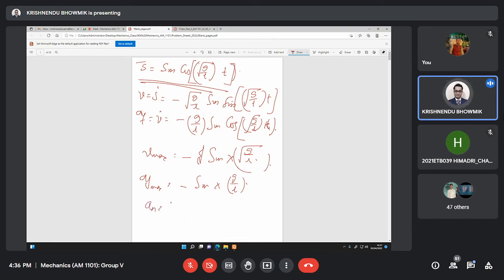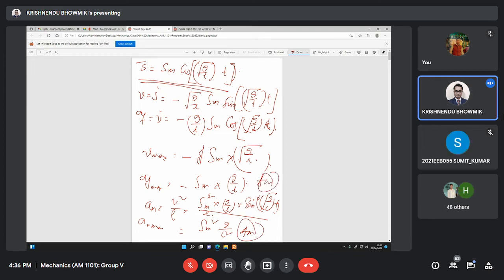An equal to V square by rho, rho equal to L. That means Sm square multiplied by G square roots, then square only, then multiplied by sine square root G by L T, G by L T. Now An max equal to A7 square divided by rho, which means L. I missed. So G by L square. That's all. This is one answer.